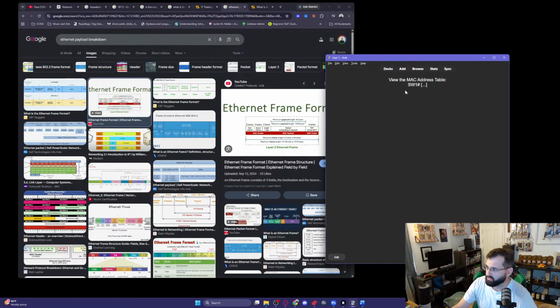View the MAC address table. Show MAC address table. What protocol is used to discover the layer 2 address? ARP. You do a "do show" when you are in configuration mode. Do you do a show when you are...?